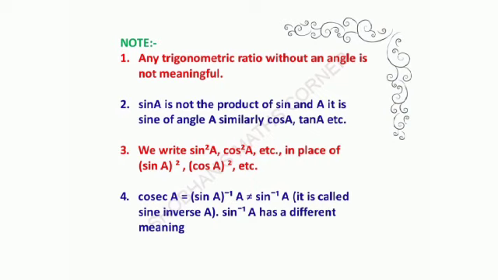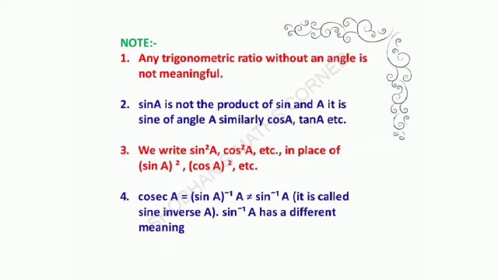Any trigonometric ratio without an angle is not meaningful. If you take sine without A, it is meaningless. Sine A means sine of angle A. So without A, sine is meaningless. Similarly for the others also, cos A, tan A, without A, that is not meaningful.